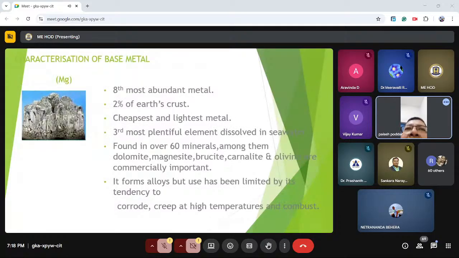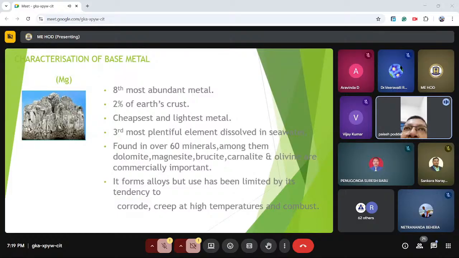Characterization of base metal. It is the 8th most abundant metal, 2% of earth crust, cheapest and lightest metal, 3rd most plentiful element dissolved in sea water, found in over 60 minerals, among them dolomite, magnesite, brucite, carnallite, and so on. It forms alloys, but use has been limited by its tendency to corrode, creep at high temperature and combust. But nowadays, high temperature creep resistant materials are getting produced. We have also developed in our NML high temperature creep resistant material for magnesium alloys. The alloying elements are aluminum, manganese, zinc, and within magnesium, zirconium, thorium, tin, beryllium, calcium, cerium, copper, and so on and so forth.